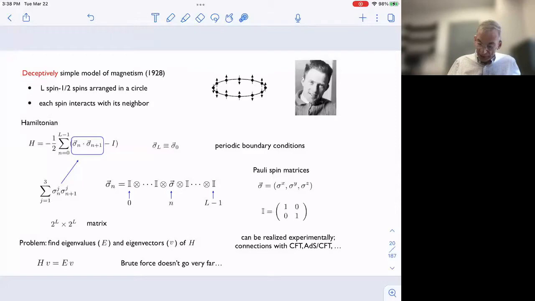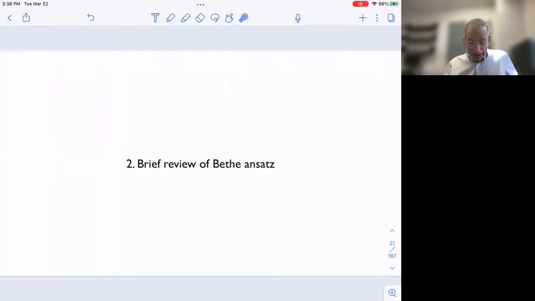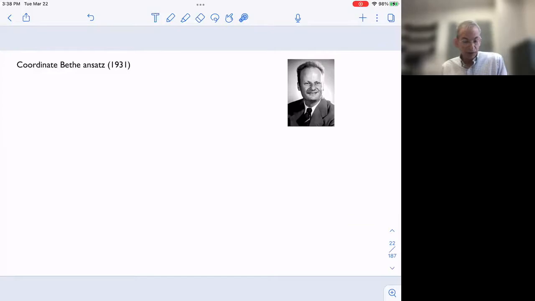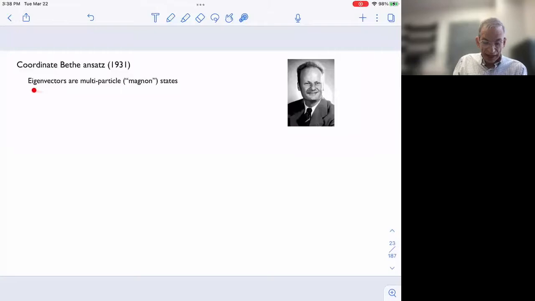Okay, so that's the model introduced back then. And now I'd like to review something called Bethe ansatz, which was found by Bethe just a few years after the model was introduced by Heisenberg. The solution that he found is now known as coordinate Bethe ansatz, and that's what will be important for the talk. So the main idea of Bethe is that the eigenvectors of this Hamiltonian are multi-particle states known as magnons.